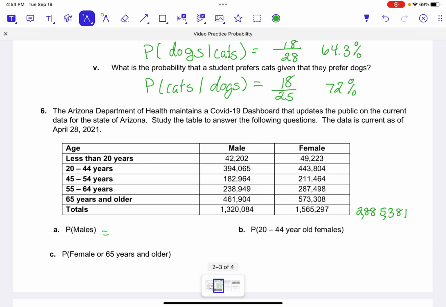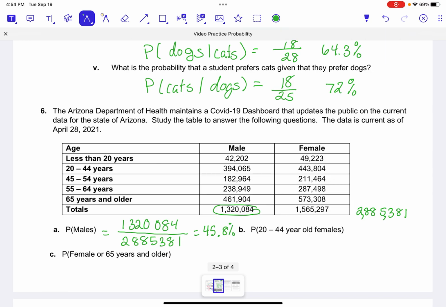All right, step 1. What is the probability of selecting someone from this COVID dashboard data that was male? Well, there are 1,320,084 males out of the 2,885,381 people. And if you put that in a calculator, that would come out to 45.8%.